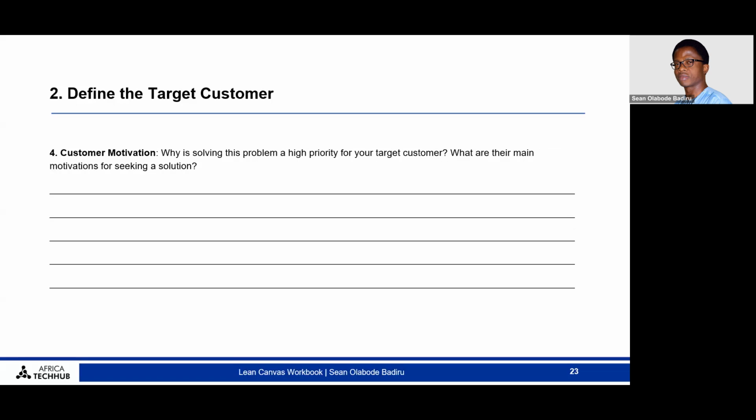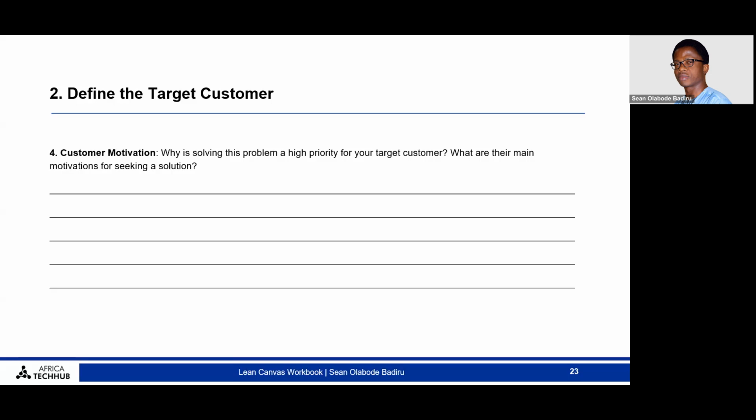Customer motivation. Why is solving this problem a high priority to your target customers? Did they tell you the problem is really a pain point to them? Why is solving this problem a high priority to them? What are their main motivations for seeking a solution? So for our target customers, why is solving this problem a high priority for them?